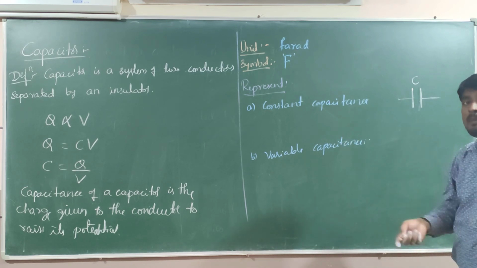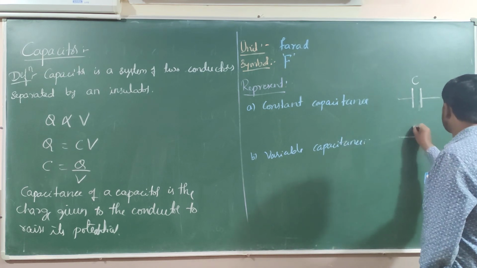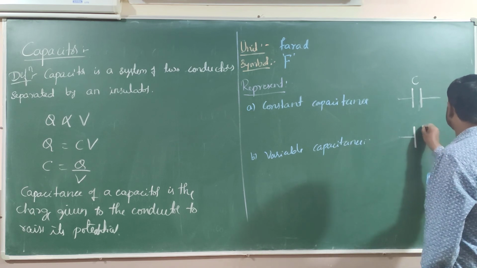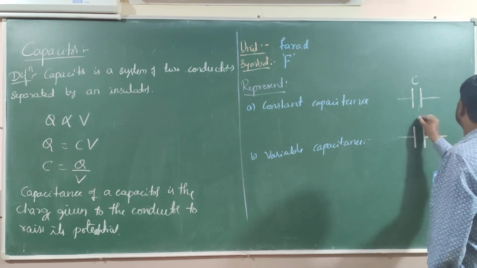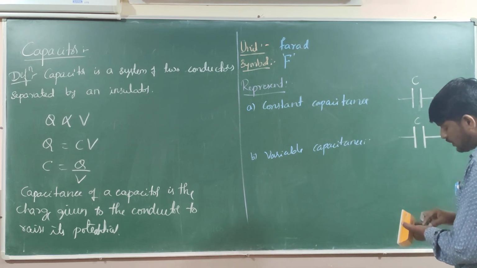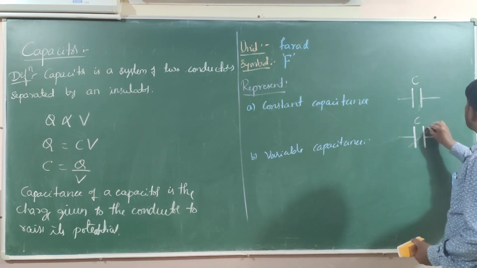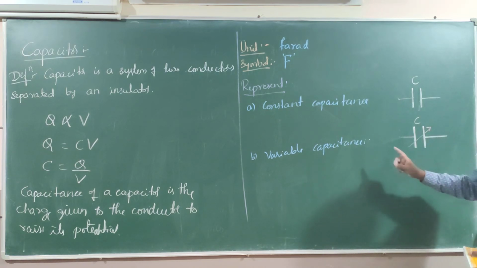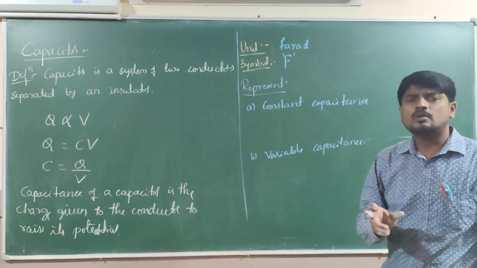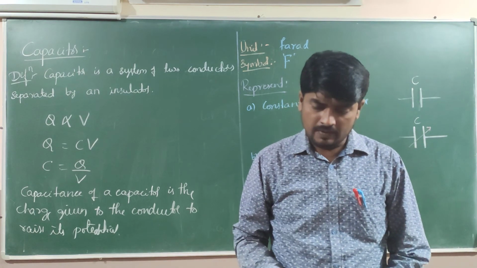If it is variable, then how do we draw this one? The same capacitor with two legs. Then put a C mark here. Then draw an arrow mark here. This arrow mark says that the capacitance value is variable. That means you can set it according to your value.